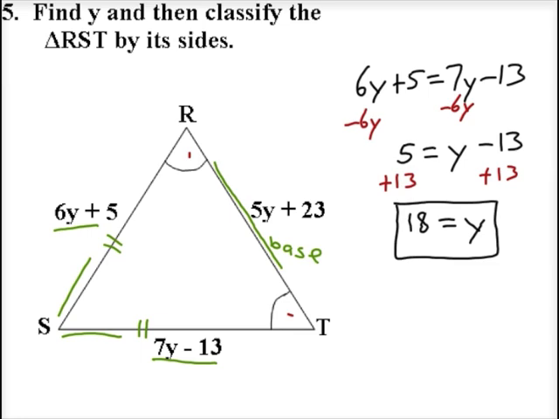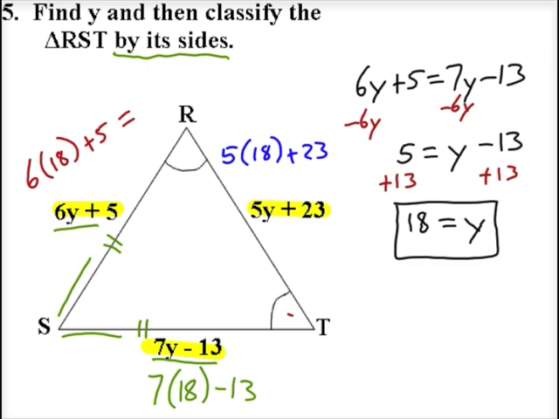Now, if y is equal to 18, and it says we're to classify this triangle by its sides, well, we know for a fact that it's an isosceles triangle, because these base angles were congruent. However, it's possible, remember, an isosceles triangle could potentially be an equilateral triangle if all three sides are congruent. And so let's take this value of 18 for y and substitute that value in for each of these three side lengths. So sub in y equals 18 for these three sides.